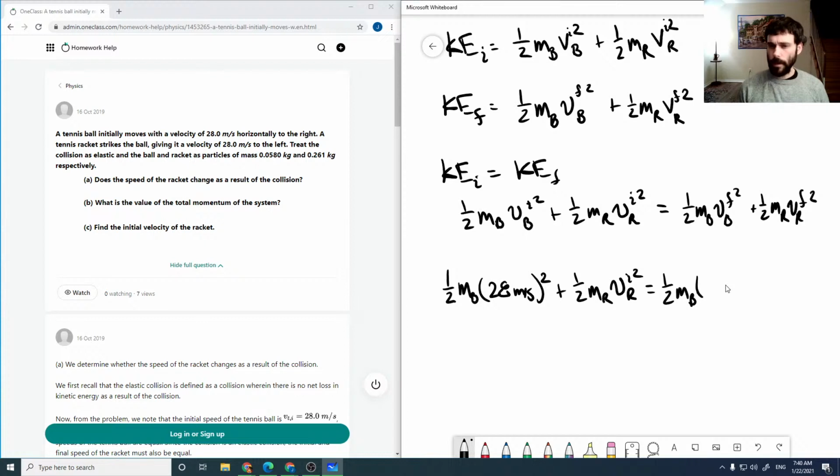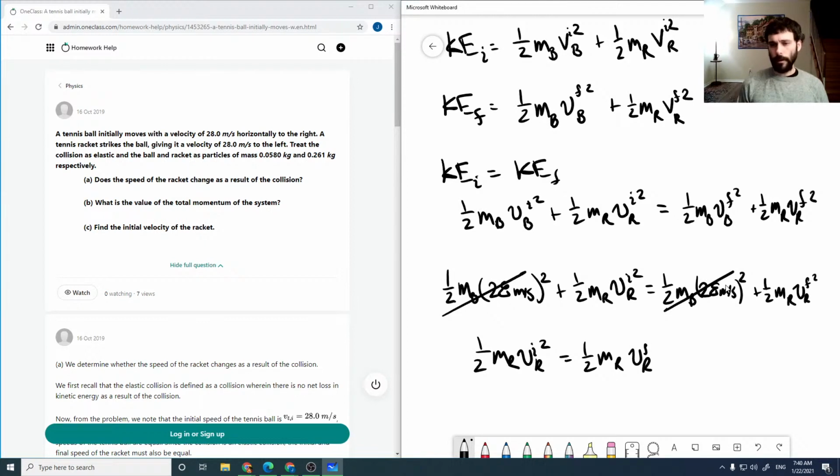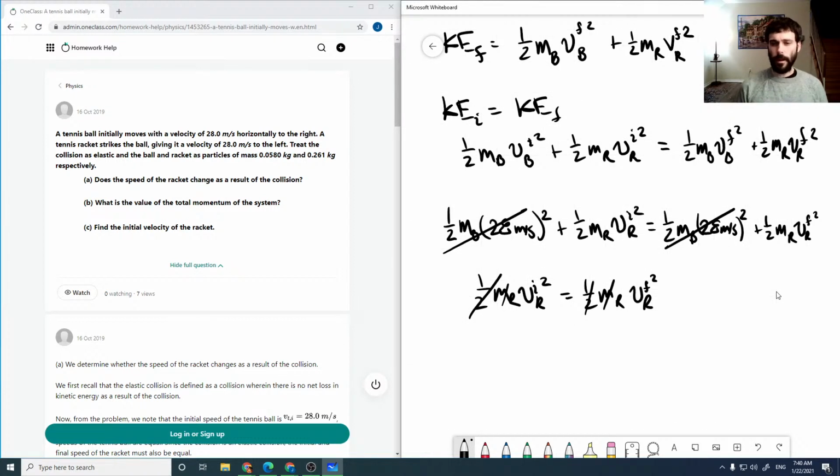And we don't need to worry about the mass, because we can see here that as the mass isn't changing, these will cancel, leaving us with 1/2 m_r v_R initially squared is equal to 1/2 m_r v_R finally squared. And obviously these 2s will cancel and these masses will cancel, and we can take the square root and find that the speed of our racket initially is equal to the speed of our racket finally.